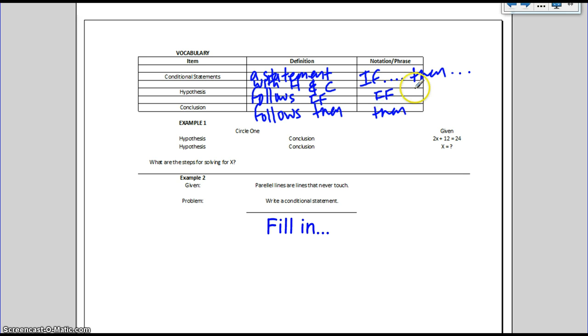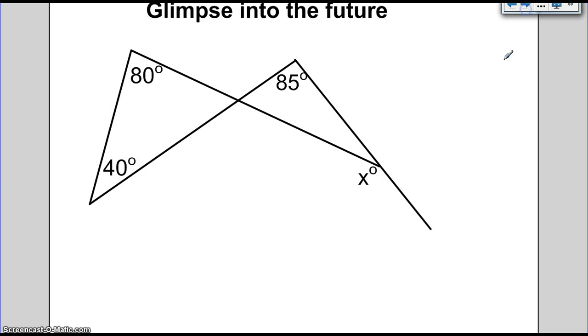Another phrase or notation is if P, then Q. Why did I write P? Because the hypothesis is P and the conclusion is Q. Okay, and you'll see more of that. This is a glimpse of what you'll see in the future.